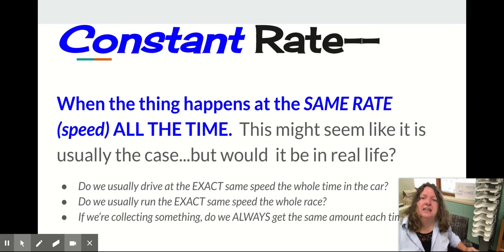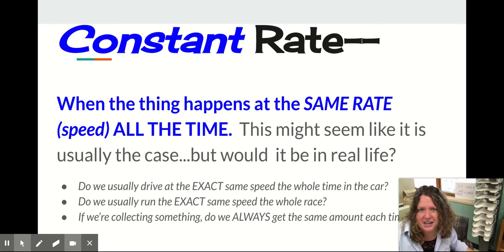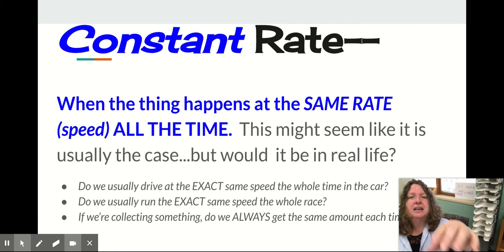Probably not. So, constant rate means it happens at exactly the same amount of time every time. We're going to have to pretend that that's happening when we do a lot of our thinking about rate in this unit. A lot of times things don't happen at a constant rate. A lot of times things happen at a changing rate, but we're going to pretend that things are happening at a constant rate. So be ready for that. Throughout the whole unit, we're going to pretend things are happening at a constant rate.